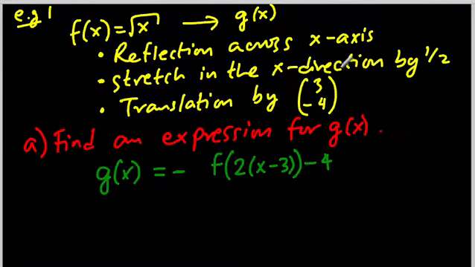So once again, just to recap, this negative came from the reflection across the x-axis. The stretch in the x direction by 1/2, so that means the reciprocal is taken, so it's 2. And there's a translation by 3, which means that what's inside of f has to be in factored form, so it's x minus 3. And then we subtract 4, we know that we go down, and there we go.